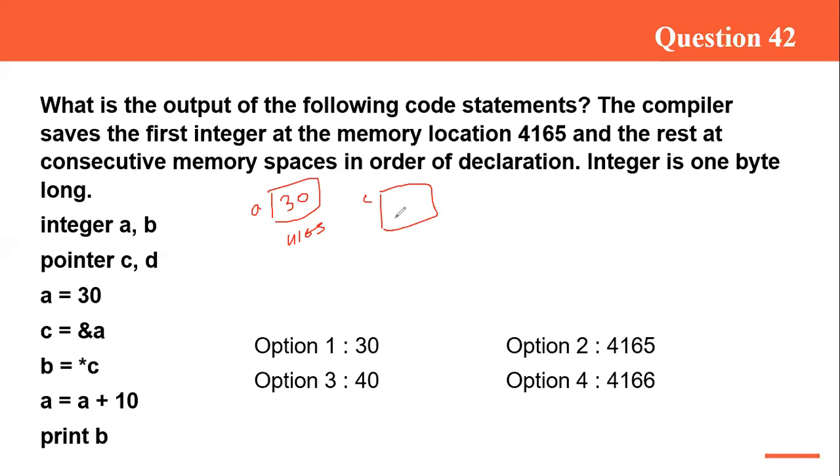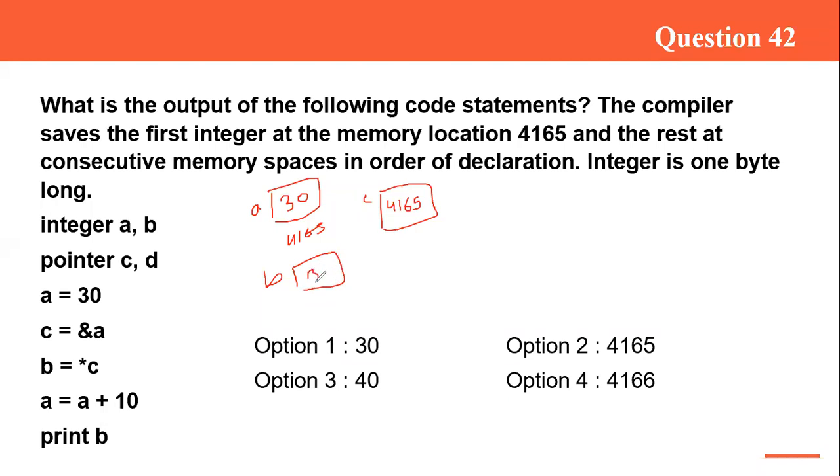What does that mean? Can you tell me? B is equal to star C. What does that mean? Value at C is copied into B. That's all right. Value at C. What is C? 4165. What is the value at 4165? 30. So B value will become 30. Very simple. Now B value is 30.